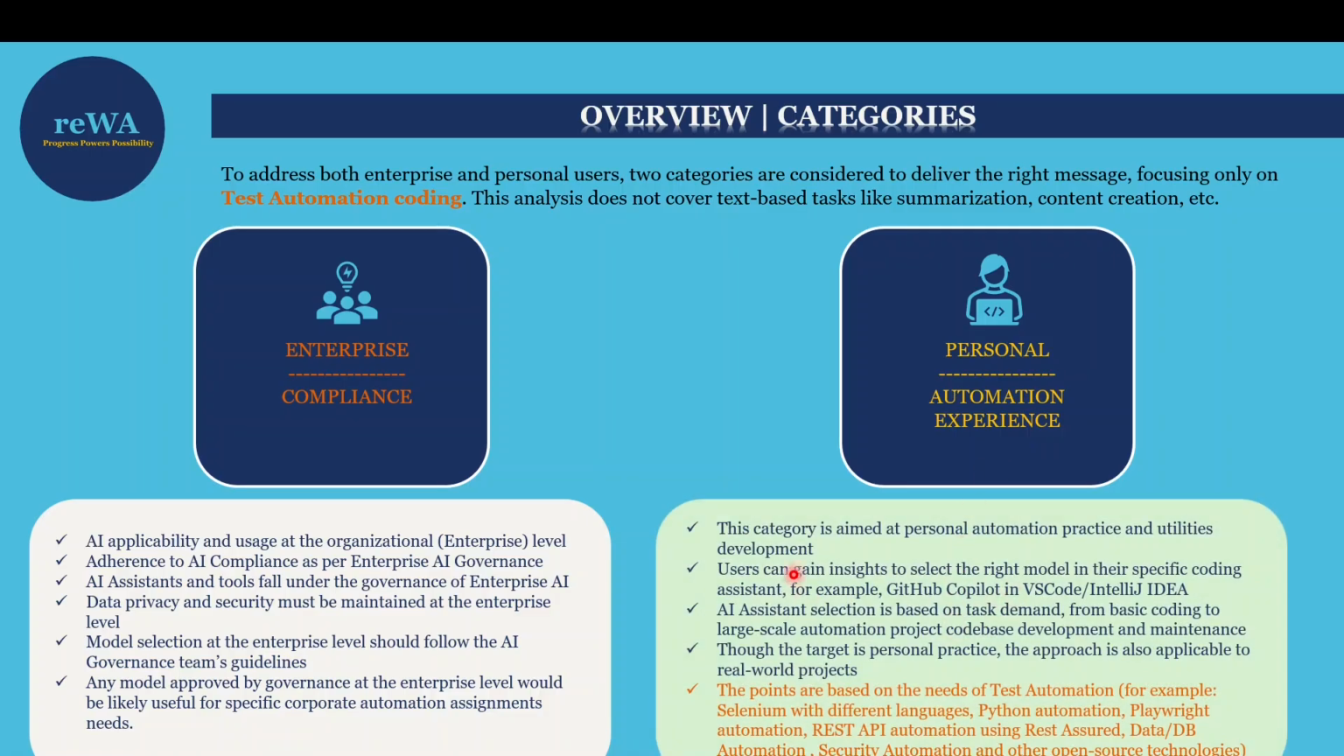Okay, these are the few points that I have listed over here. This category is aimed at personal automation practice and utilities development. Suppose you wanted to have some hands-on practice with this particular coding assistant, and see how it behaves when creating a Java file, a Python script file, or any kind of Playwright automation, or how to update and document that particular class file. Those kinds of things you need to get hands-on with, so that when you get into the enterprise level, it will be easy for you to complete the given assignment.